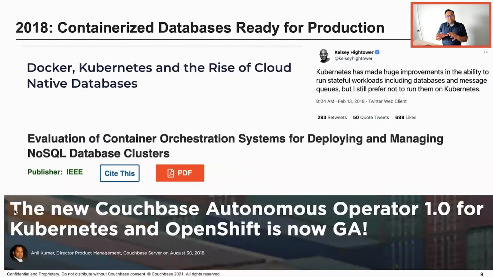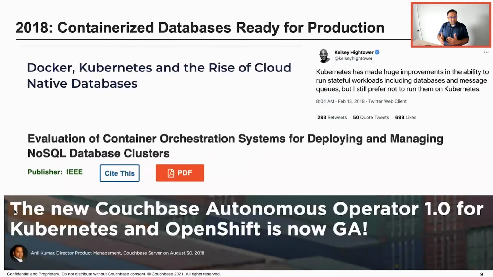Although there were still many who did not believe databases were meant to be run on container orchestration, containers and Kubernetes. For example, Kelsey Hightower, a well-known Googler in the DevOps world, tweeted in 2018, and the last sentence of the tweet says, "Prefer not to run database on Kubernetes." Obviously, things have changed a lot, but this was back in 2018.